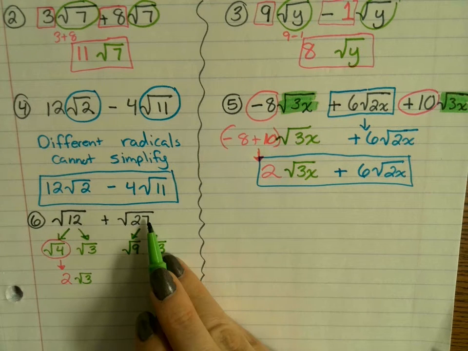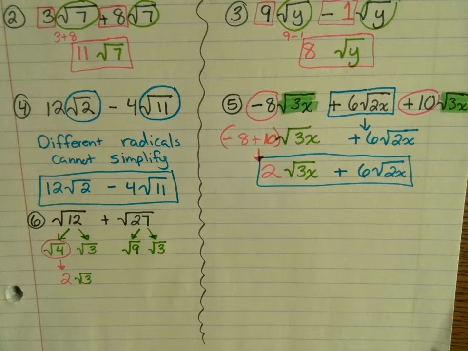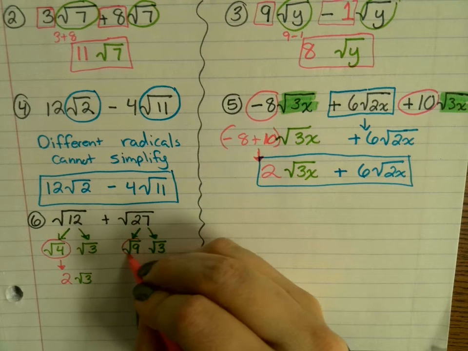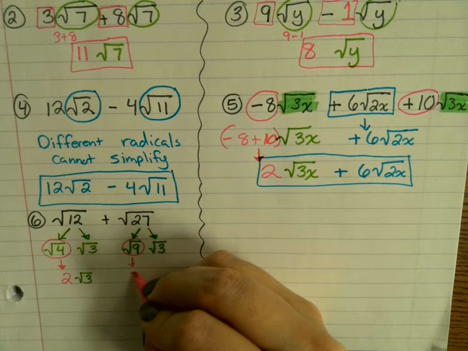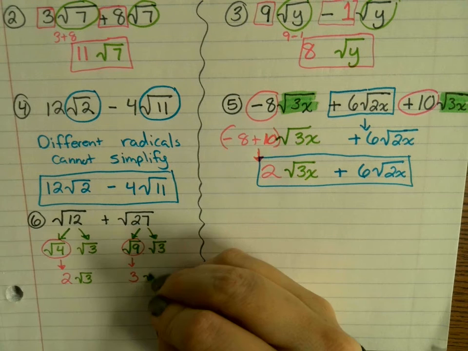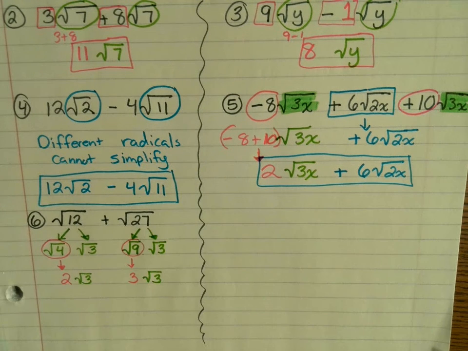9 is a perfect square. When we simplify it, it becomes a 3. So we get 3 square roots of 3. And don't forget to bring your addition sign down in your problem.